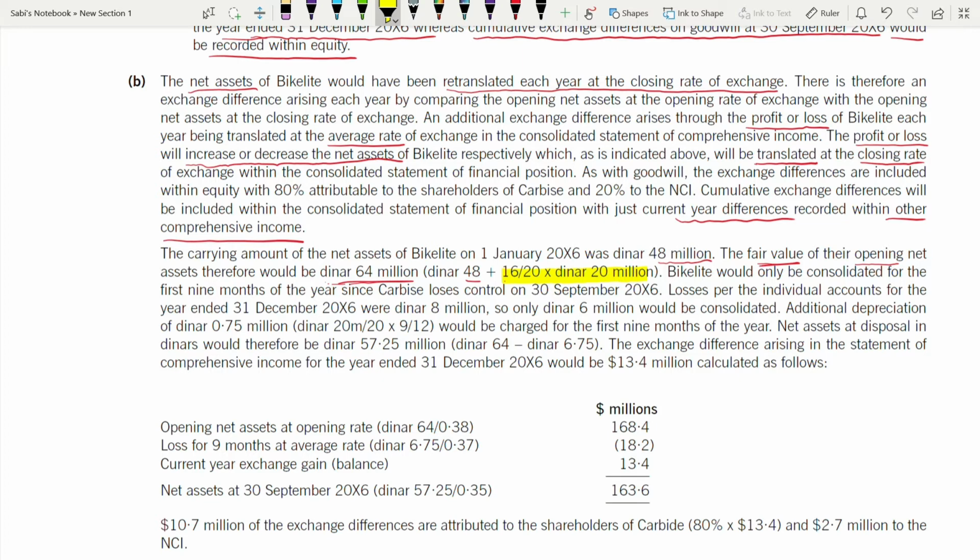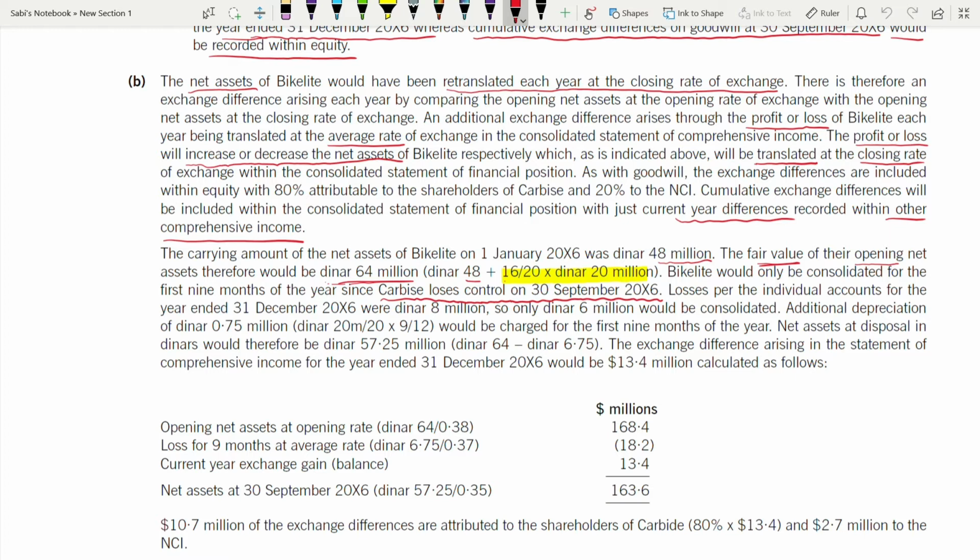So Bylight would already be consolidated for the first 9 months. Definitely for the first 9 months, because after that you're disposing, right? Before disposing, you can consolidate. So for the first 9 months, they will consolidate since Kabas lost control on 30th September. You have to decide on which day the parent loses control. It loses control on 30th September 2006. So from 1st of January 2006 till 30th September, they are consolidating. After that, they cannot. So losses per the individual accounts for the year ended 31st December 2006 were dinar 8 million.